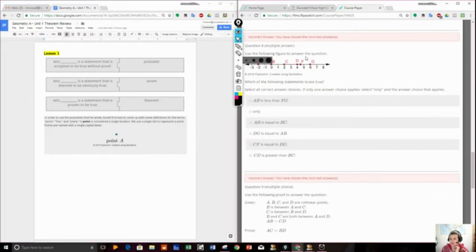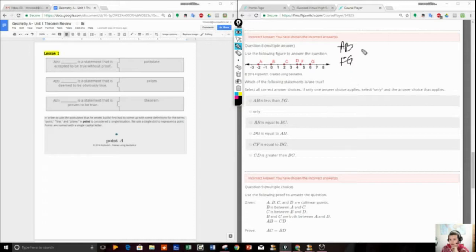Question 8, use the following figure to answer the question. Which of the following statements is or are true? So AB is less than FG, so let's find the distance of AB and FG.